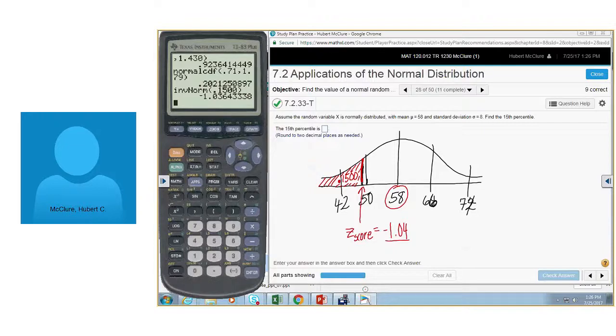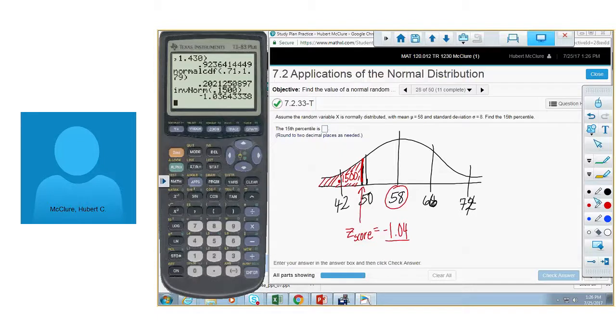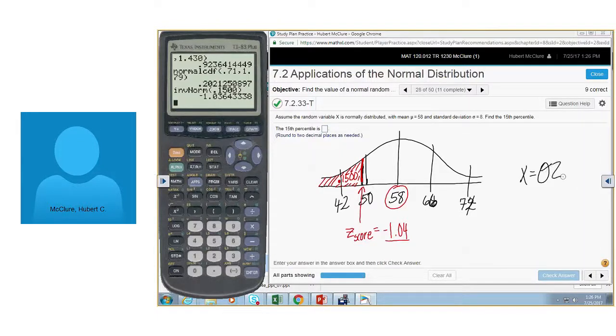Do y'all count? That's not the way you count. So you either have to change the z-score or change the 58 to a z-score. The easiest way is to change the z-score by using sigma z plus what? Sigma z plus mu. So x is equal to sigma z plus mu.